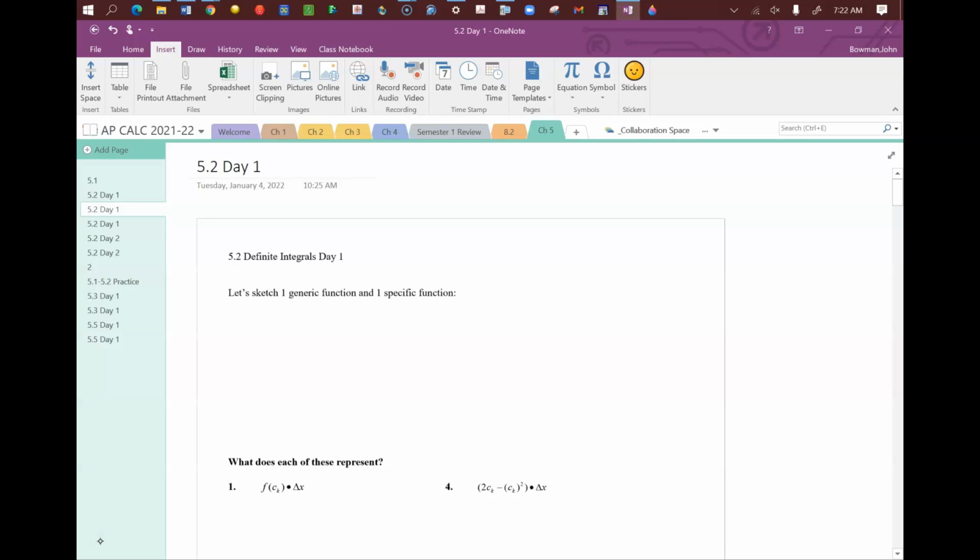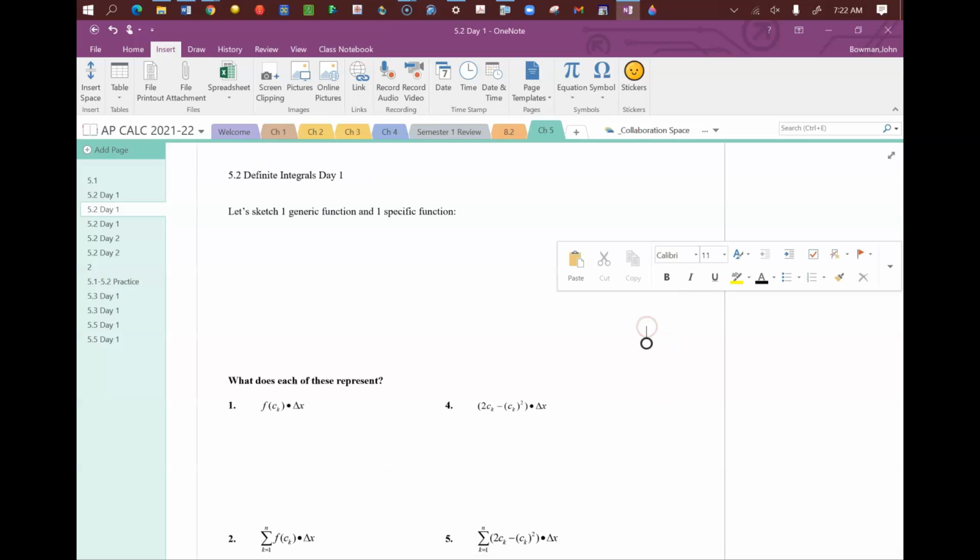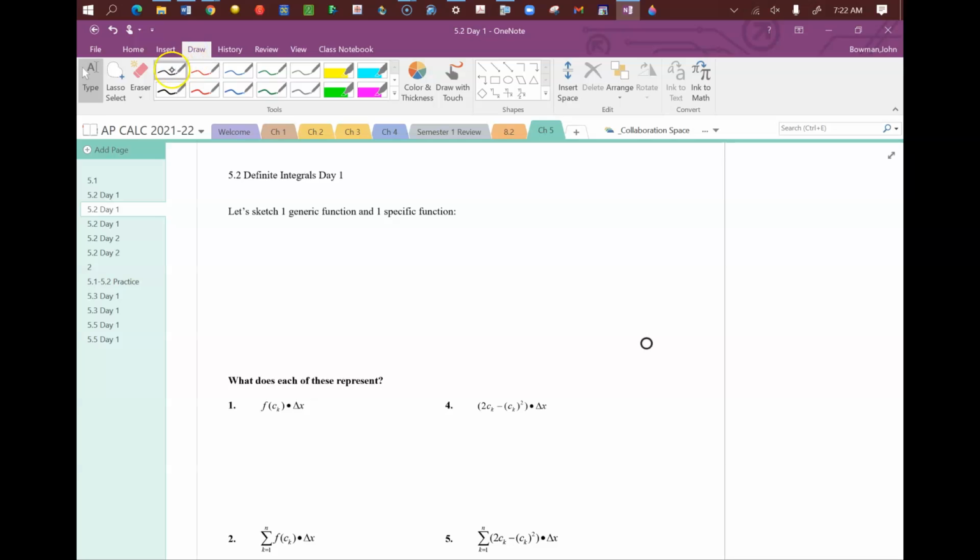So to start out with, we're going to sketch a couple of curves, and one's going to be a generic curve and one's going to be a quadratic function. And we're going to work through those in parallel or at the same time. So here's our generic curve. We'll call it f of x. And what we are interested in doing is finding the area between the curve f of x and the x-axis on the interval from a to b.